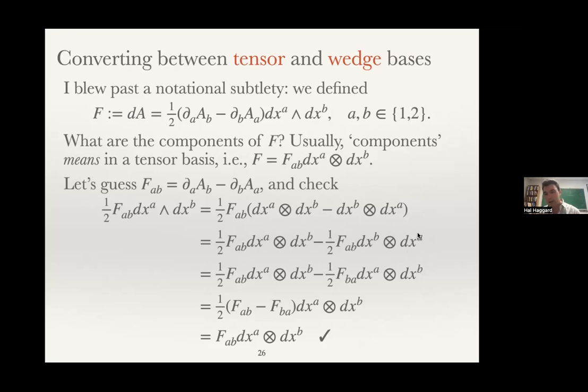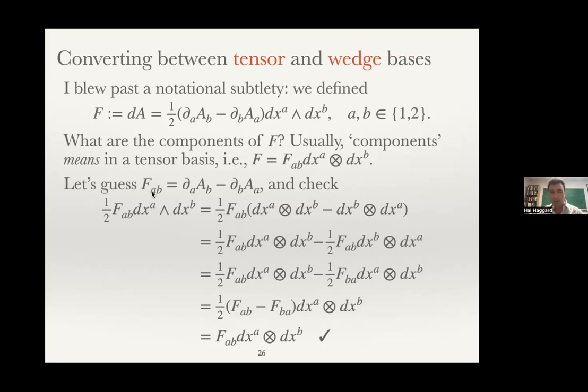Now this second piece, well, these are just dummy indices, so if I want, I can relabel them. A, I can relabel to B, and I've done that. And B, I can relabel to A. Fair enough. Having done that, now my basis element is the same in both expressions, and I can factor the basis element back out. So we have 1/2 (F_ab minus F_ba) times this tensor basis.